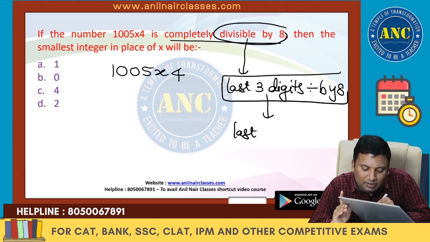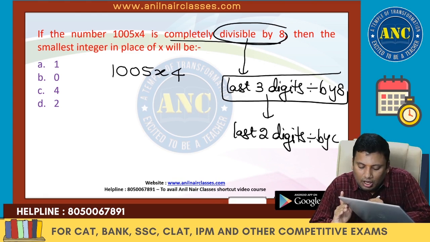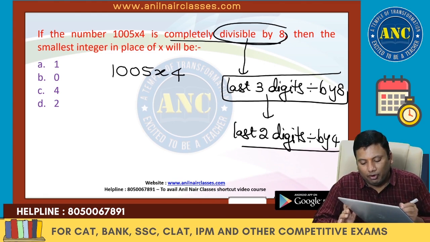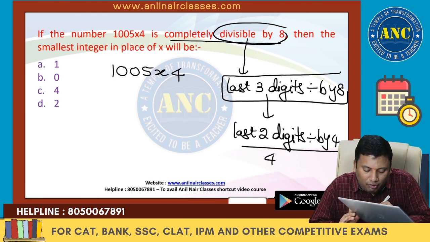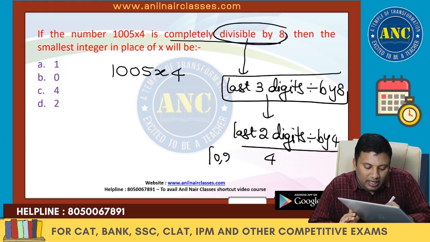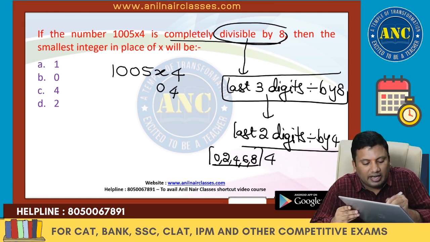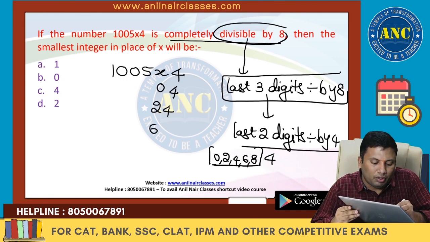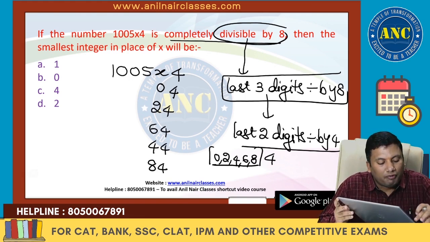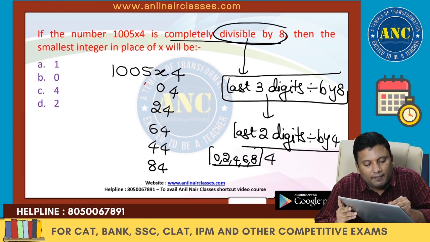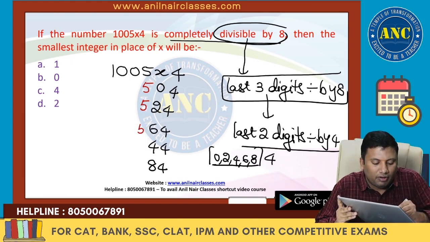For it to be divisible by 8, the last 2 digits should be divisible by 4. If the last 2 digits are divisible by 4, the unit digit is 4 and the tens place has to be 0, 2, 4, 6 or 8. That means x can take 04, 24, 44, 64 and 84 for it to be divisible by 4. But I want 8. Let us put 504, 524, 544, 584.